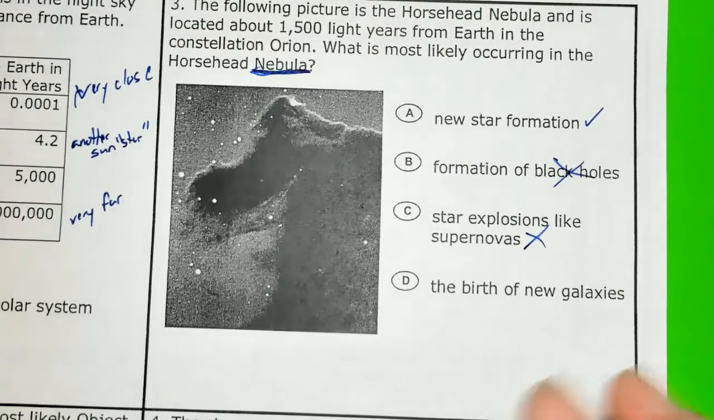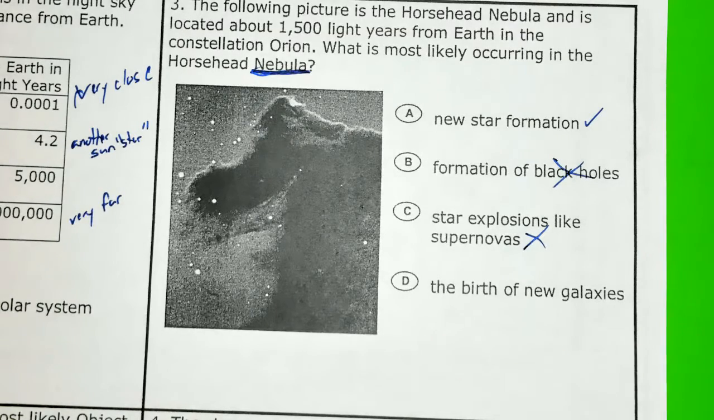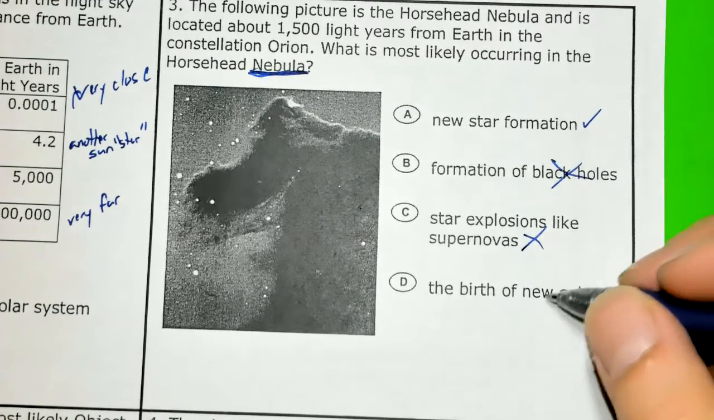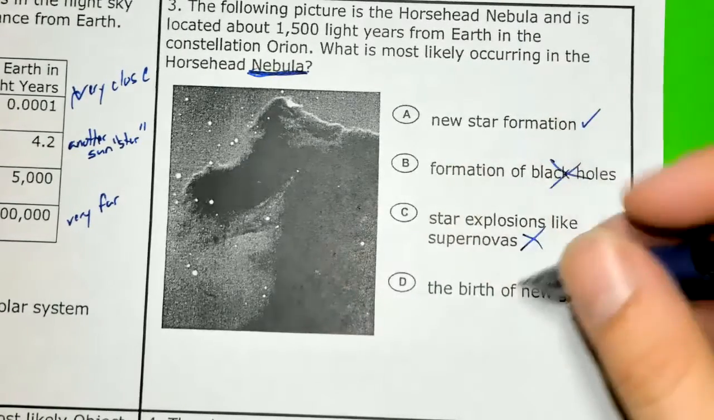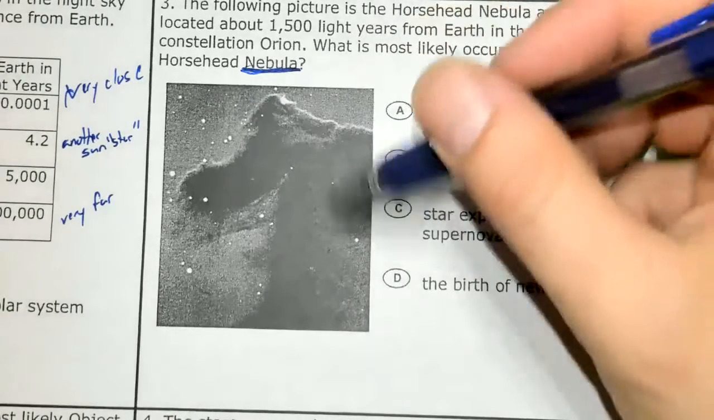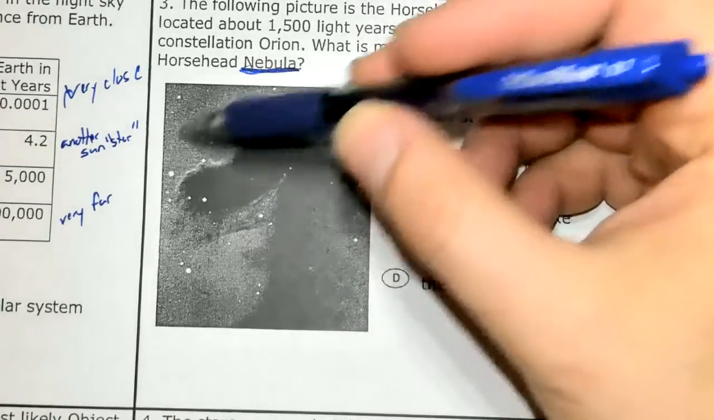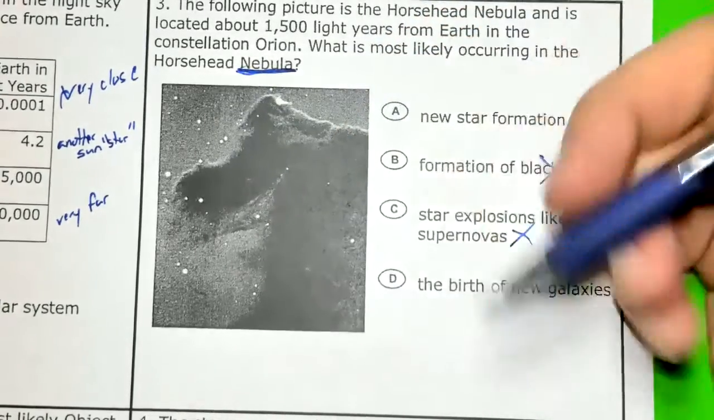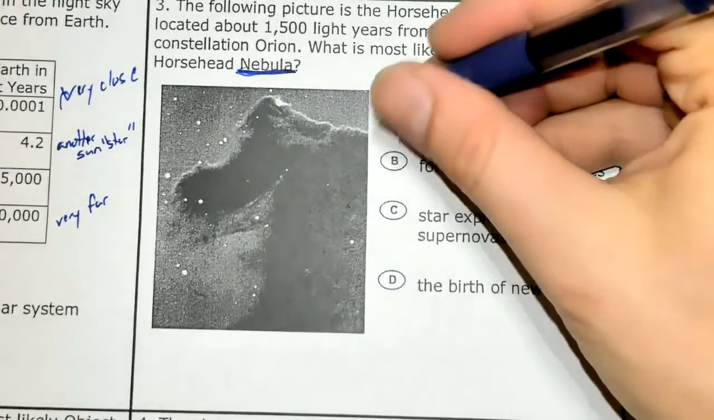Now, galaxies, guys, are gigantic, all right? Gigantic. And galaxies are made up of millions, 100,000 millions of suns and stars, okay? Suns and stars, same thing. So the birth of a new galaxy, guys, that's going to be way too big for this collection of gas and dust, all right? Now, all around it, you see all those little dots? Those are probably different stars in this galaxy. So this is just a new star forming.